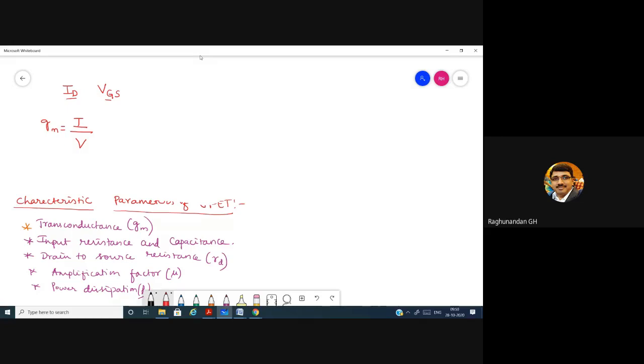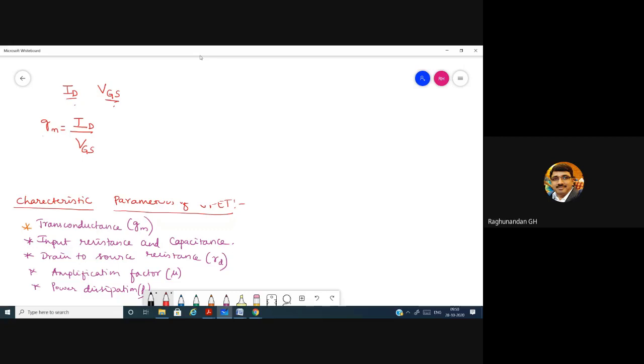Is it a source current or drain current? Drain current, sir. What is this voltage? Pinch off voltage, sir. No, gate to source voltage. These are the two parameters I told you. Conductance depends upon these two parameters, which means here also you will have VGS only.